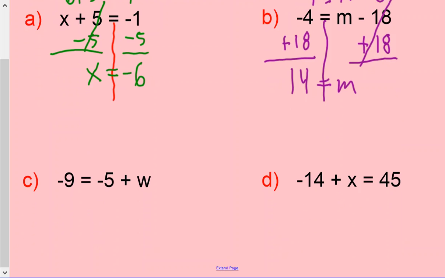Alright, c, we have negative 9 equals negative 5 plus w. So we have negative 5. We're going to have to do the opposite, or the inverse operation of negative 5, which is plus 5. What we do to one side, we have to do to the other. Minus 5 plus 5 cancels out. And then negative 9 plus 5 will equal negative 4.